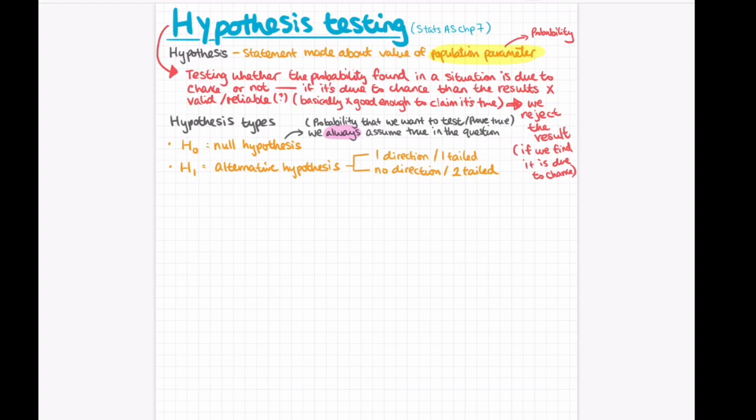So the alternative hypothesis is basically what the result is if the null hypothesis is wrong. And they will always tell you the alternative hypothesis in the question. And how would they do this? Let's do this.